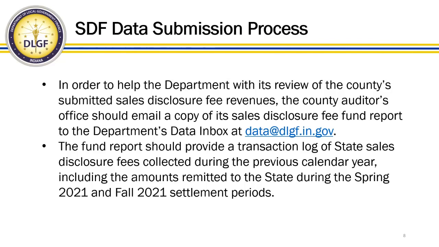And we'll continue with that process for our review coming up next January and February. The one thing to note about this process for county auditors is please do not send this report to us prior to December 31st of 2021. The reason we say that is because this report should include a full year's calendar transaction of sales. So wait until after December 31st, 2021, and after you've completed the fall settlement process with the Auditor State's office, then you can email this report to the data inbox.